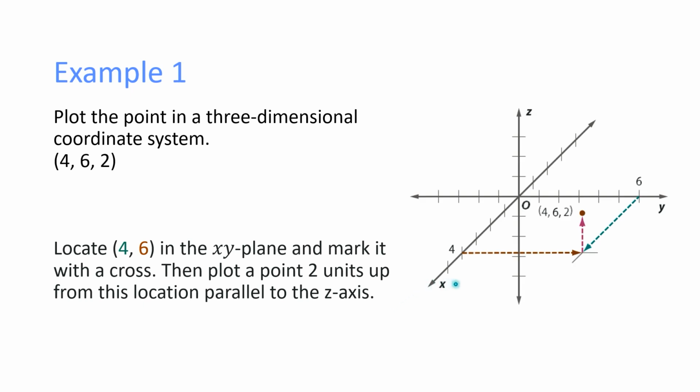So I will locate the point 4, 6, so 4 units in the x direction, 6 units in the y direction, and here is my point in the xy-plane. Then I will move 2 units up from this point parallel to the z-axis, and that gives me my point 4, 6, 2.